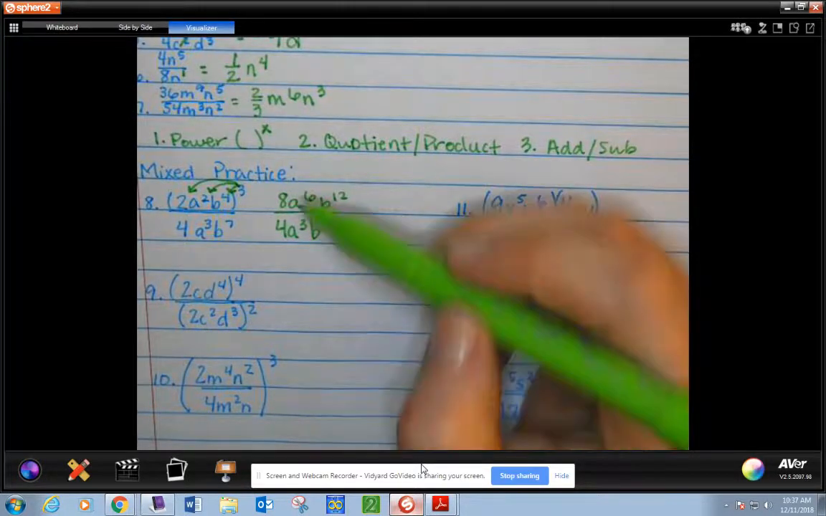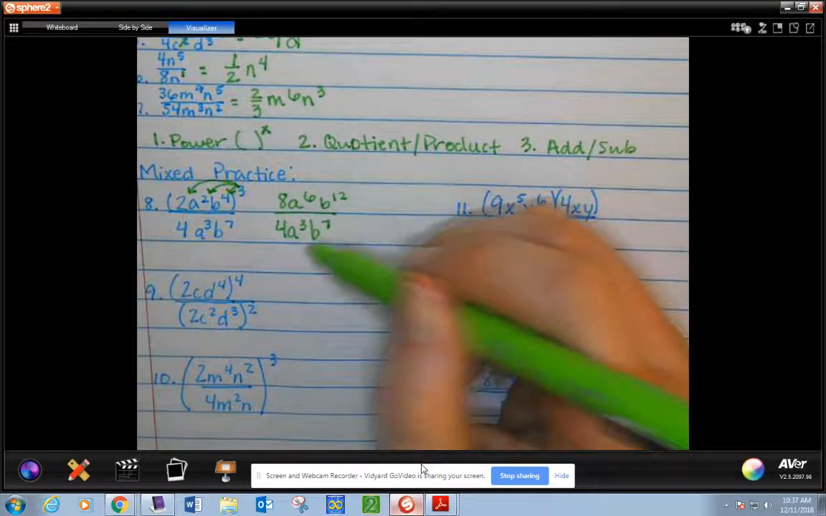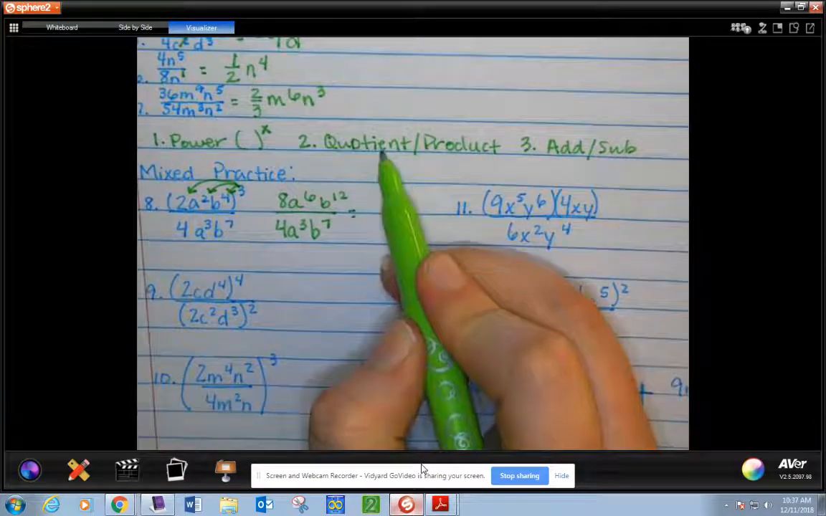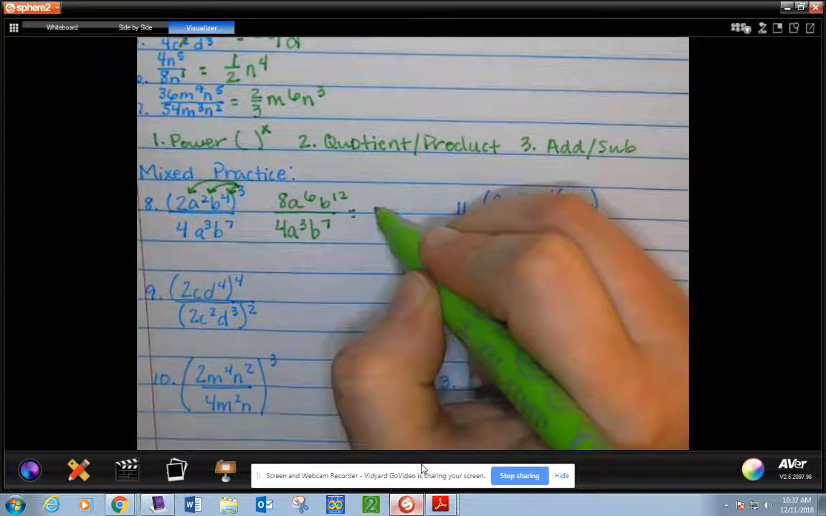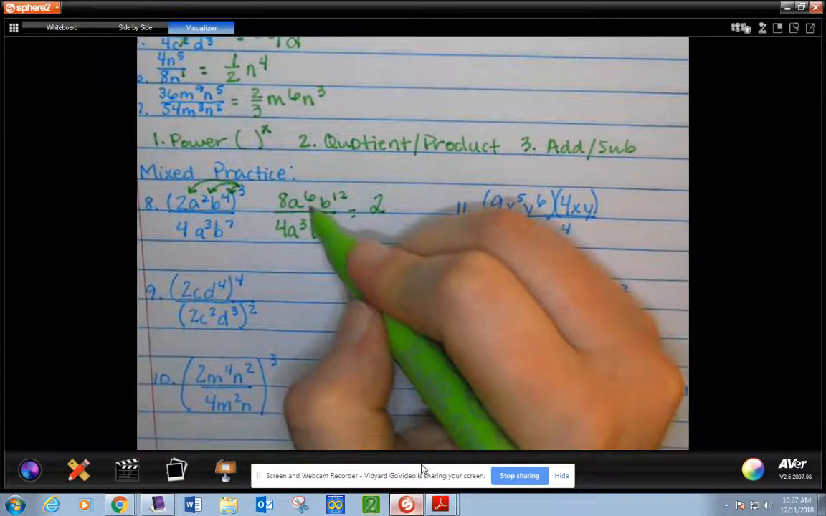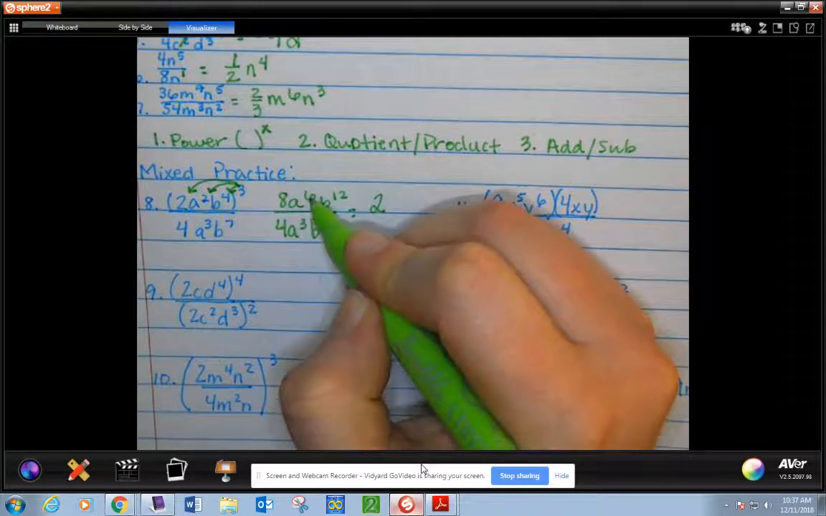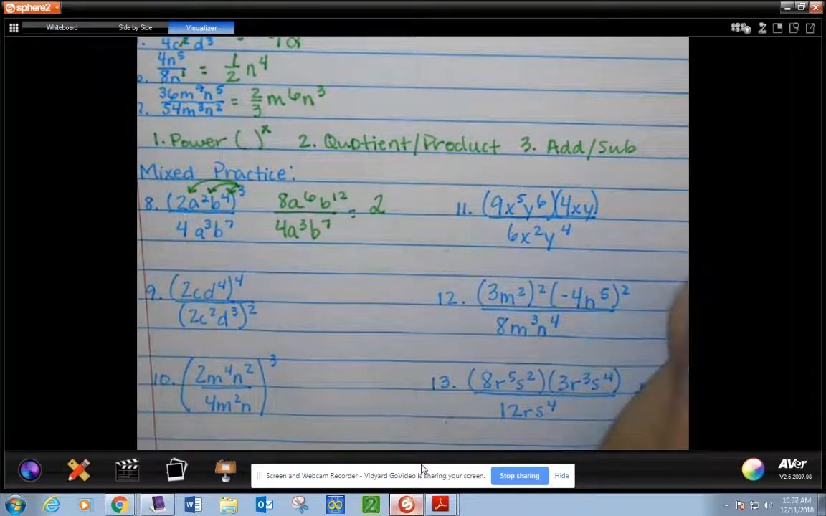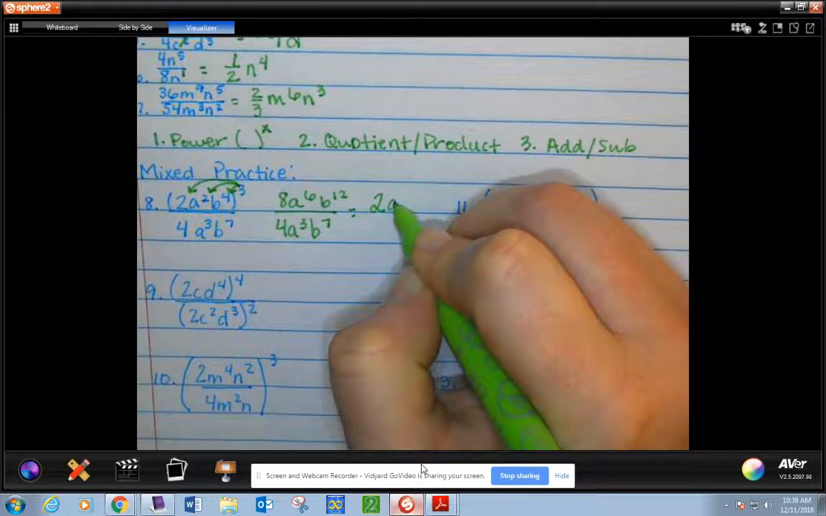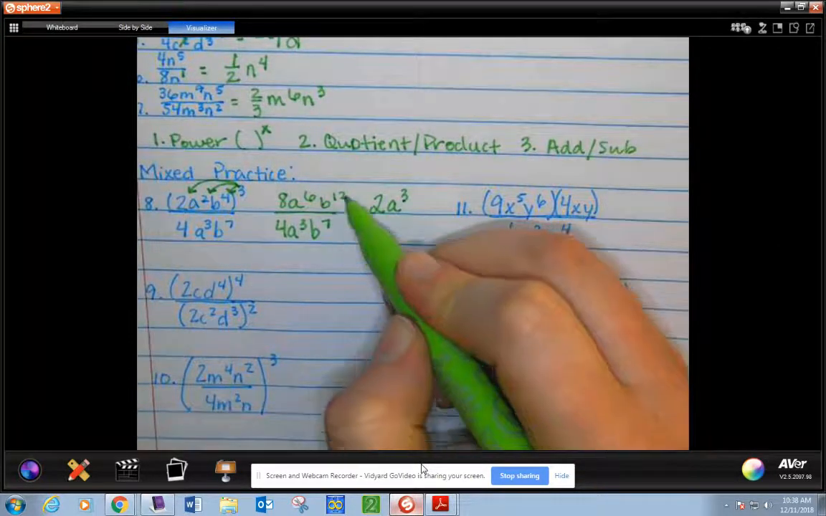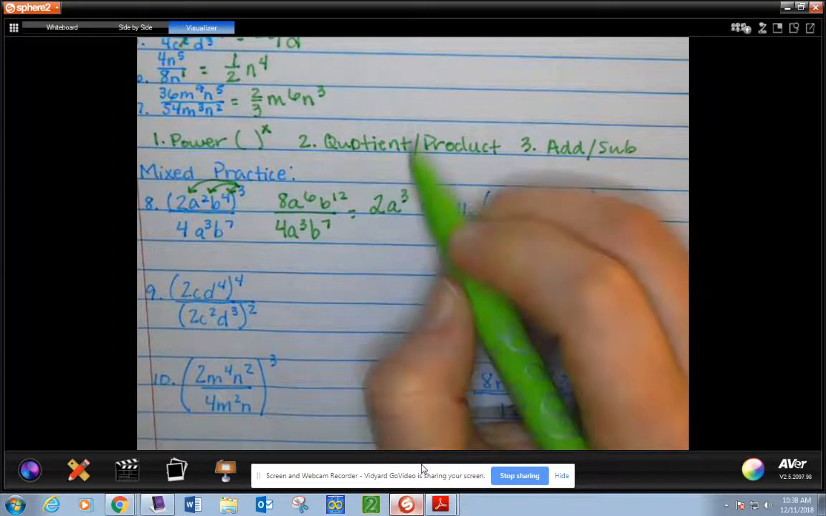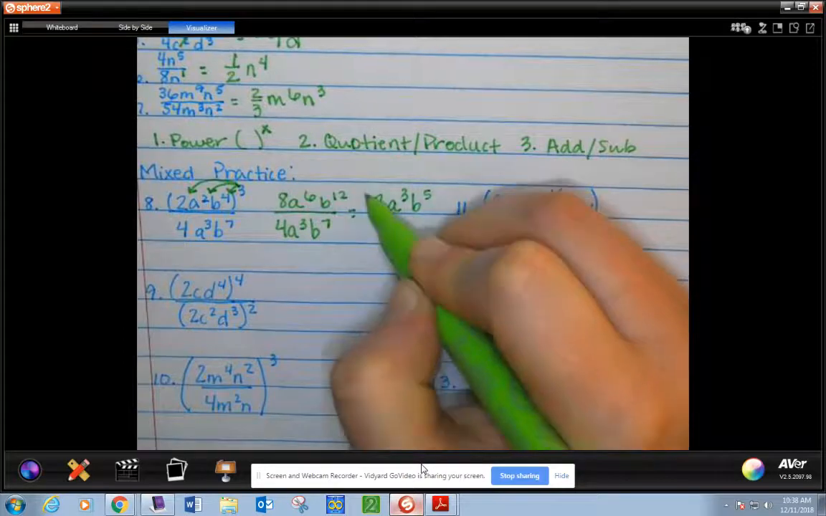So now I have 8a to the 6th, b to the 12th, divided by 4a to the 3rd, b to the 7th. Since this is the quotient rule, I divide my coefficients. 8 divided by 4 is 2. And I subtract my exponents. 6 minus 3, because we're dividing exponents, which means subtracting, would be a to the 3rd. And then b 12th divided by b to the 7th. So you subtract your exponents, which would give you b to the 5th. And there's your final answer.